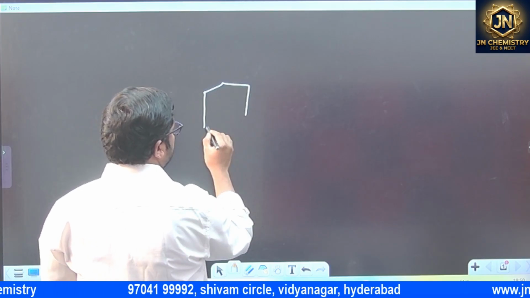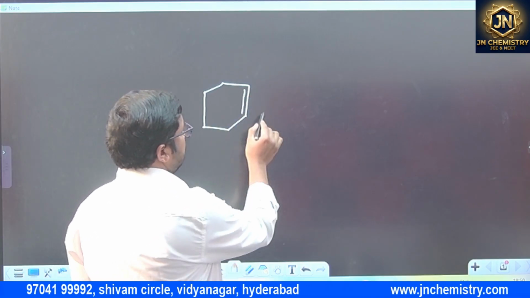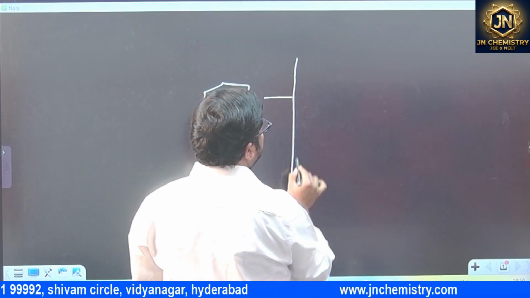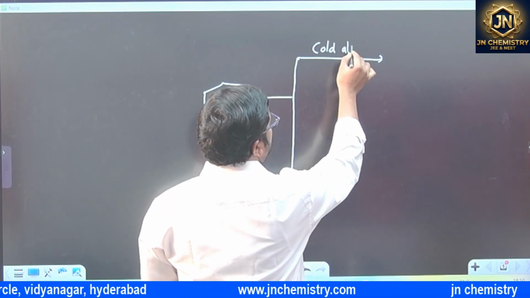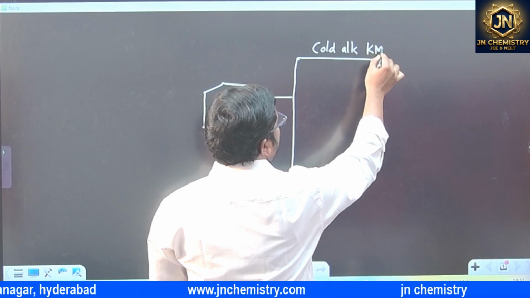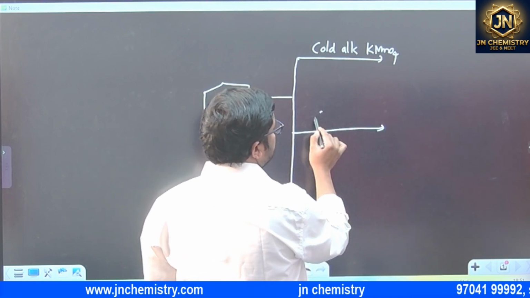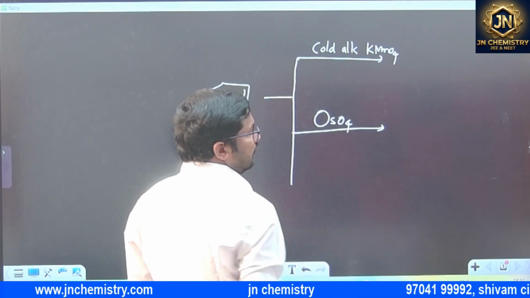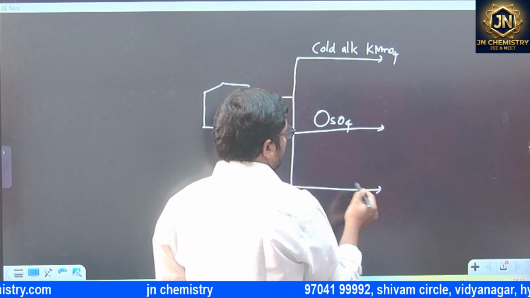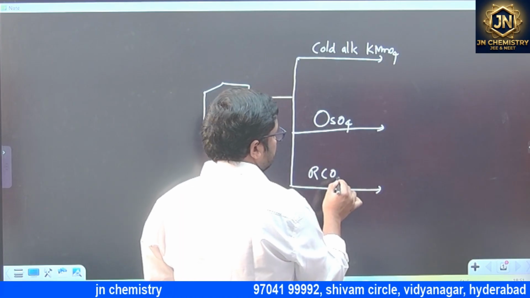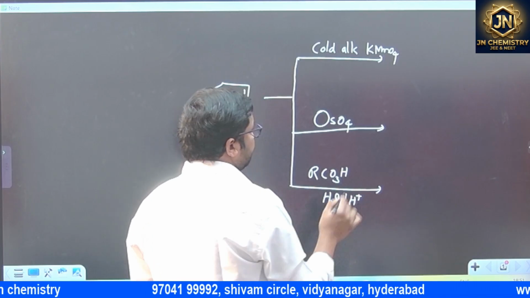For example, last class I gave you this cold alkaline KMnO4, right? Cold alkaline KMnO4, or otherwise we can use OsO4, osmium tetroxide. So here is one more, RCO3H and H2O in presence of H plus.